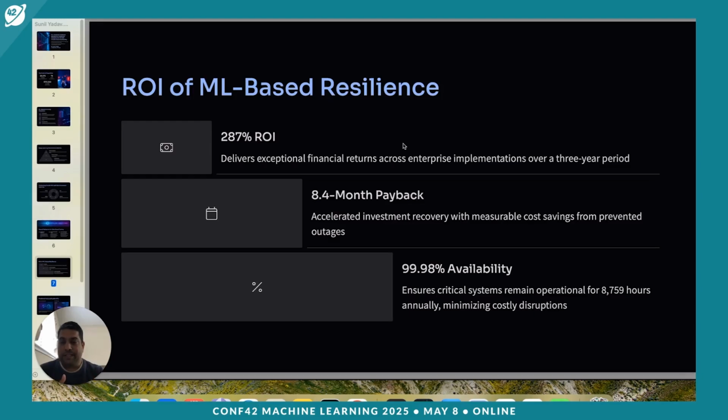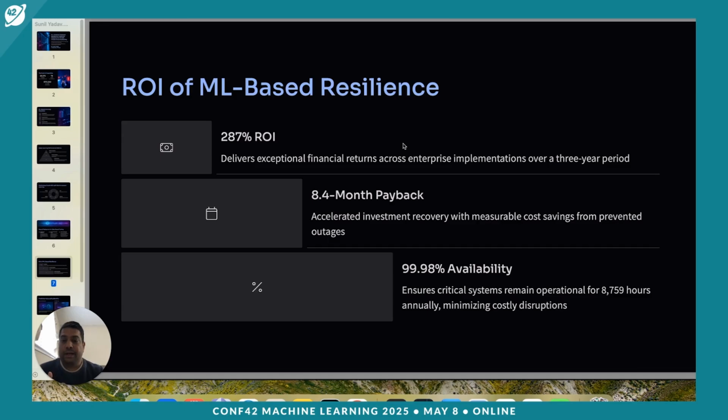What does it mean? It means the value any enterprise or organization gets from the investment they make in this Oracle Cloud infrastructure, database as a service, or disaster recovery, or any solution. So there is a pretty nice return on investment. The second point is an 8.4-month payback. What does it mean? Accelerated investment recovery with measurable cost savings from prevented outages. Like I said, 99.9 percent availability.